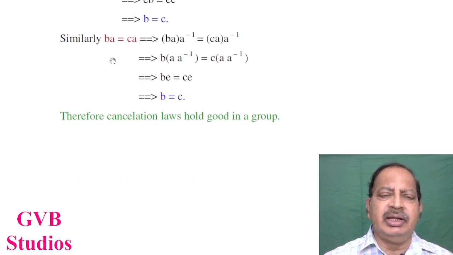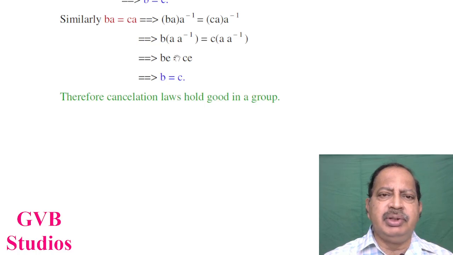Similarly, second equation. ba is equal to ca implies, apply a inverse on right side. Operating a inverse on right side of the equation, bracket ba a inverse is equal to bracket ca a inverse. Using associative law, I will write b a a inverse is equal to c a a inverse. And a a inverse becomes e here and here also. So this is be is equal to ce. Since e is the identity element, we get b is equal to c. Thus ba is equal to ca implies b is equal to c. That means right side a is cancelled.